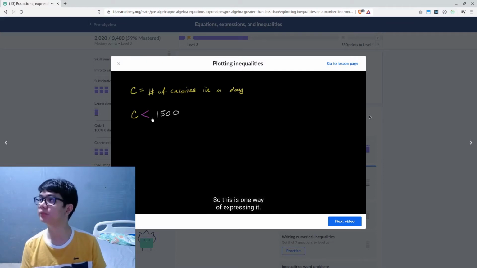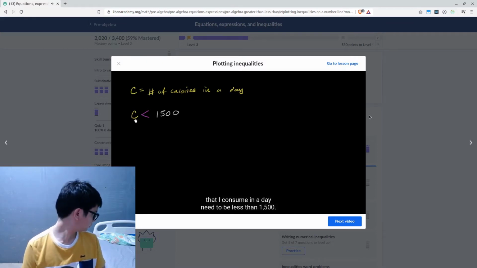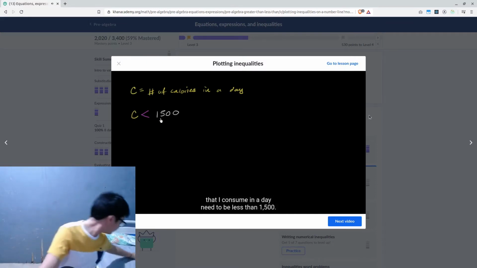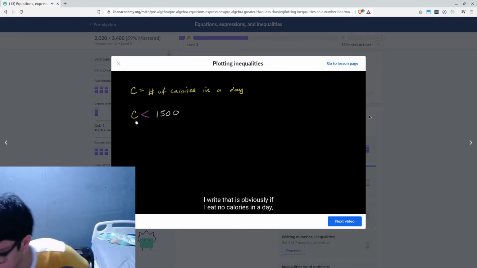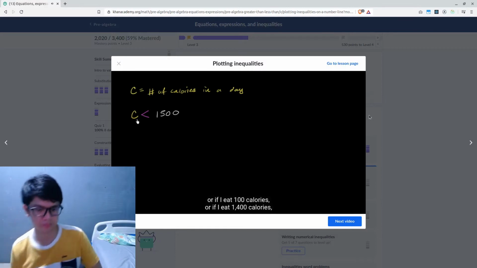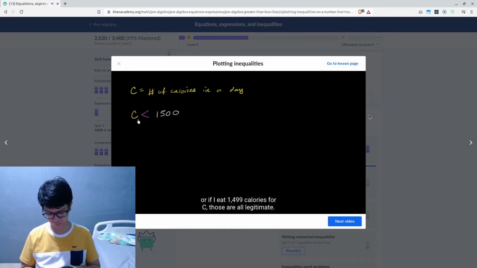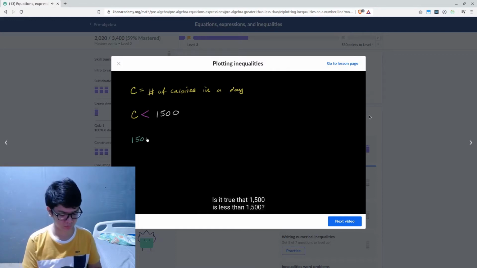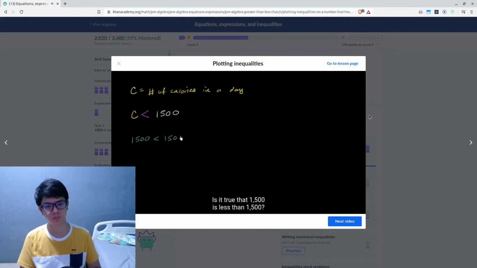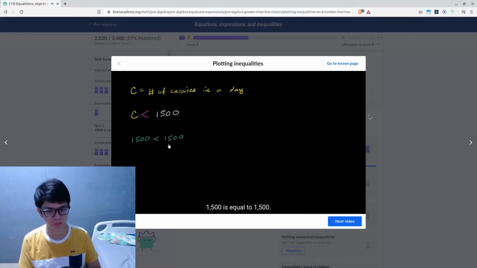So this is one way of expressing it. The number of calories that I consume in a day needs to be less than 1,500. Now, one thing to keep in mind when I write that is obviously if I eat no calories in a day, or if I eat 100 calories, or 1,400 calories, or 1,499 calories for C, those are all legitimate. Those are all less than 1,500. But what about 1,500 calories? Is it true that 1,500 is less than 1,500? No, 1,500 is equal to 1,500. So this is not a true statement.